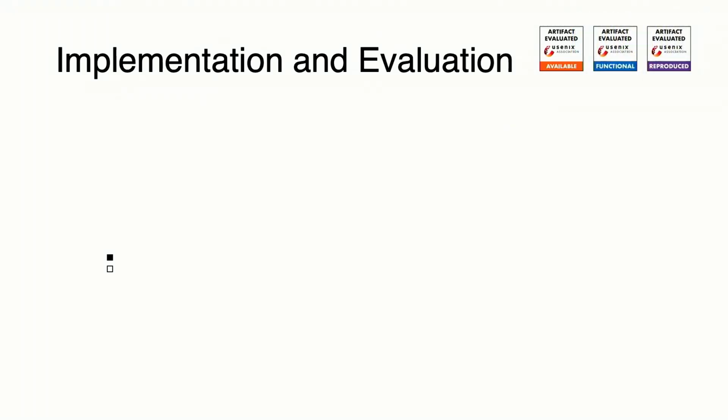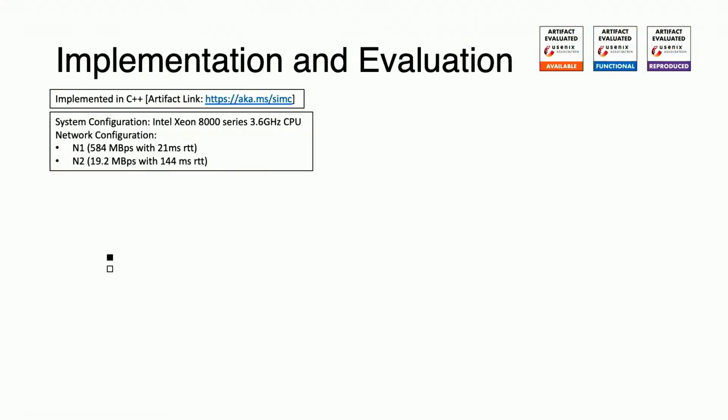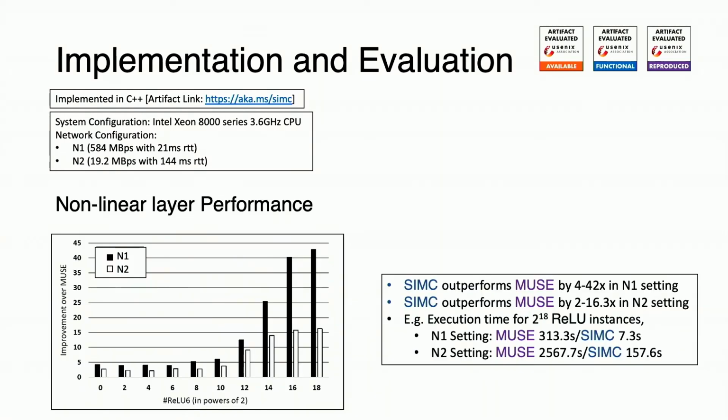Now let's see the improvement results. Here we show the performance on 2 network bandwidths. One is 584 megabytes per second, and the second is 19.2 megabytes per second. We can see that for nonlinear layers, our protocol is 4 to 42x more efficient in network 1 compared to MUSE, and it is 2 to 16.3x more efficient in the N2 setting.